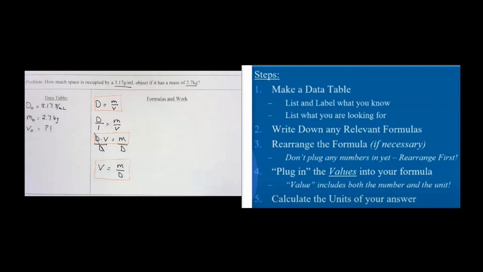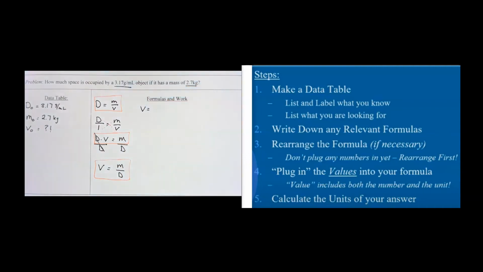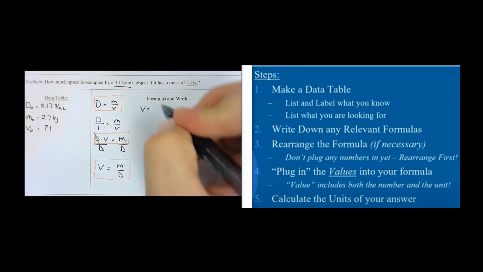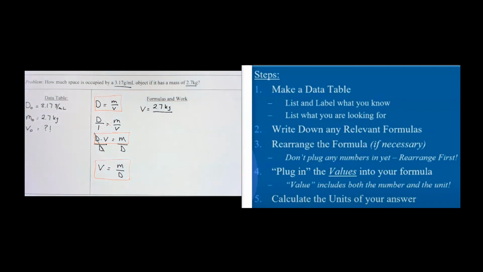Step 4 is to plug in the values. The values include a number and a unit. That is so important. You can't just cut corners here and skip out on the unit. You'll see why in just a second. So let's plug in what we have and let's see what we end up with. Volume equals my mass, which is 2.7 kilograms, divided by my density, 3.17 grams per milliliter.